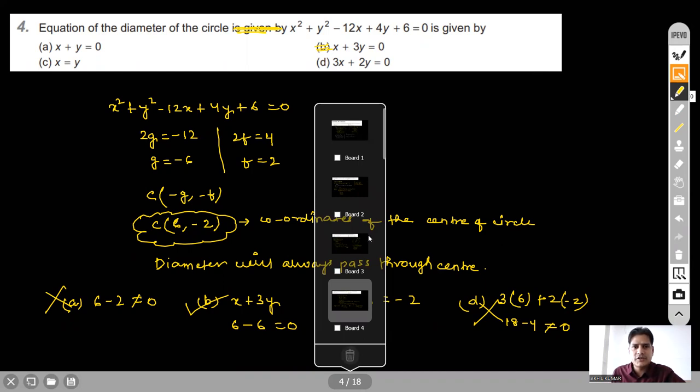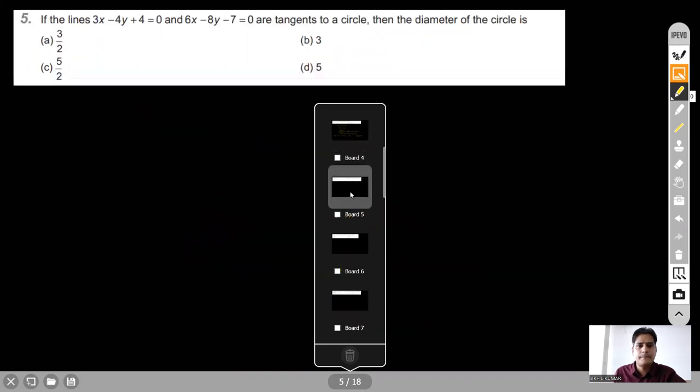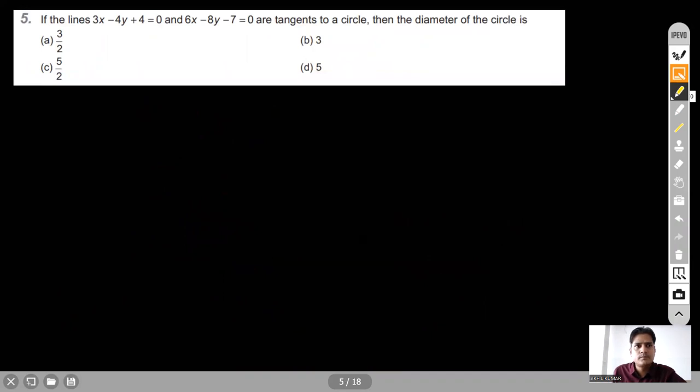So let's take the next question. Question number 5. If the lines 3x minus 4y plus 4 equal to 0 and 6x minus 8y minus 7 equal to 0 are tangents to a circle, then the diameter of the circle. Okay, so two lines are given. This 3x minus 4y plus 4 is equals to 0 and 6x minus 8y minus 7 is equals to 0.